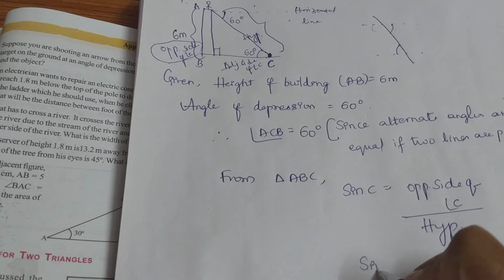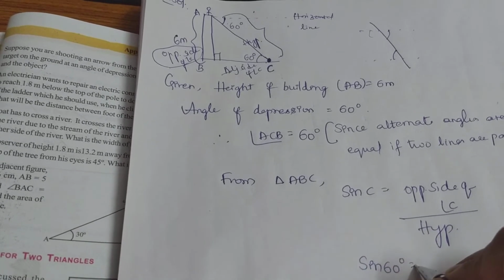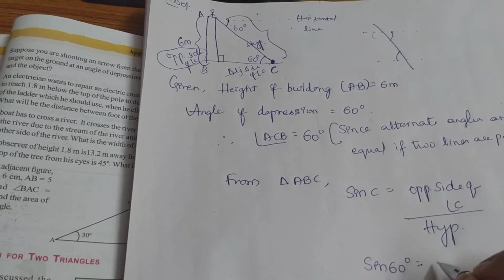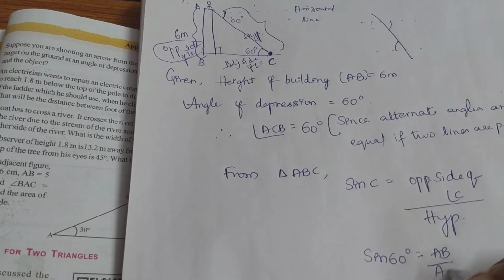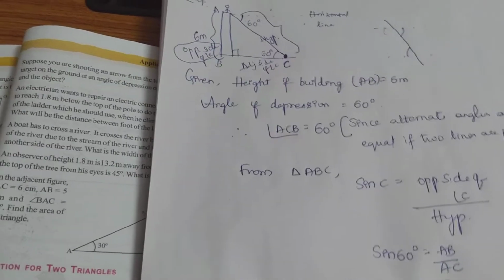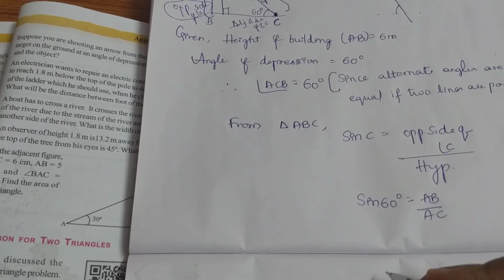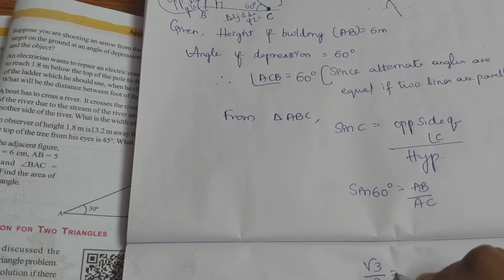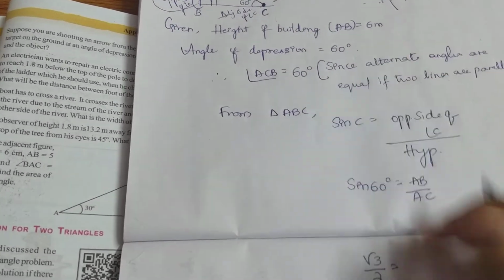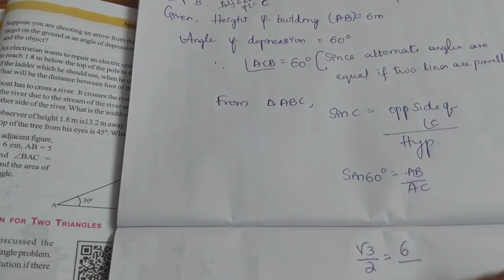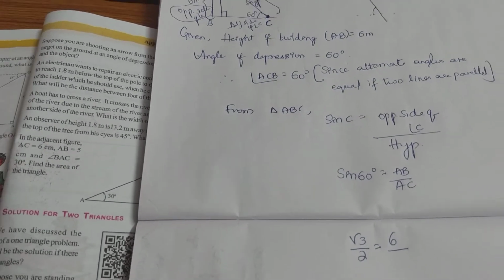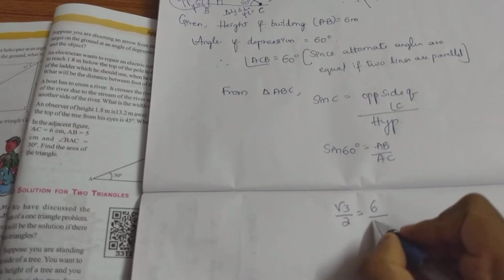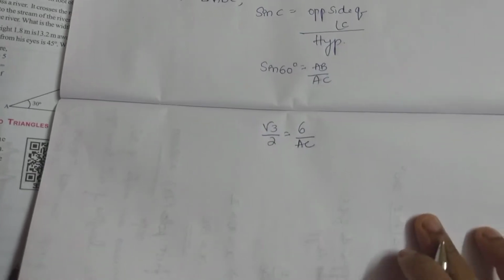What is C? It's nothing but 60 degrees. Sine 60 equals, what is the opposite side of angle C? It's nothing but AB by AC. So we have to find only this AC value, no? So what is the sine 60 value? It's root 3 by 2 equals AB value. Do you know the AB value? Yes, it is 6. 6 by what is the AC value? That is what you have to find. So I am putting it as AC only.